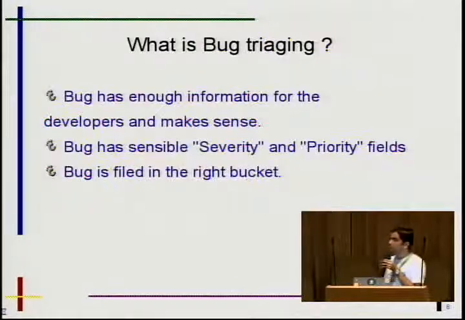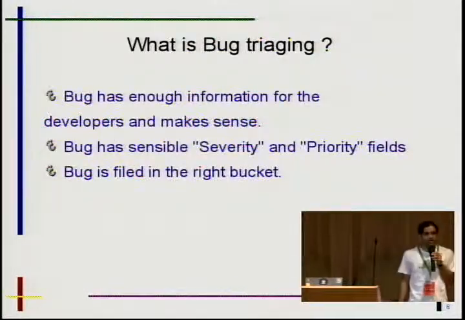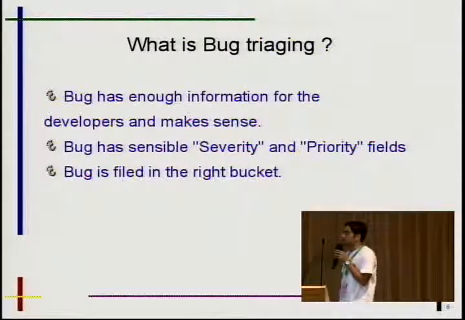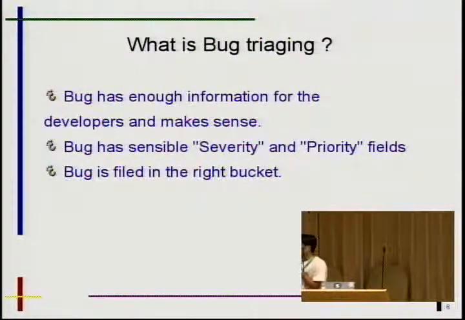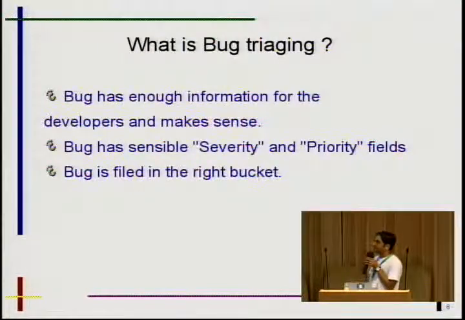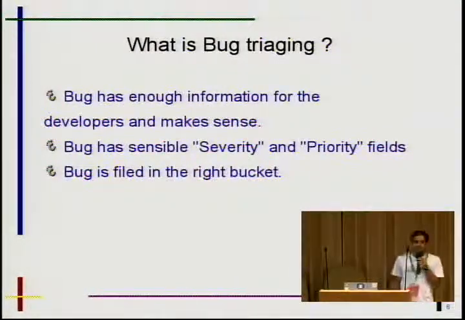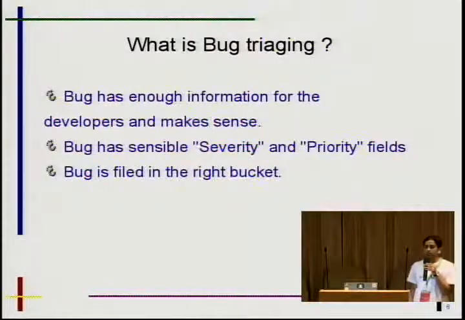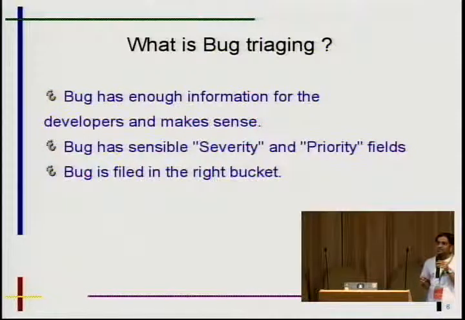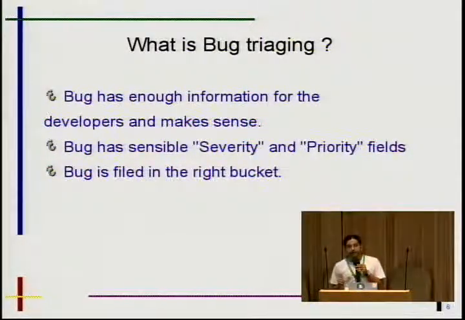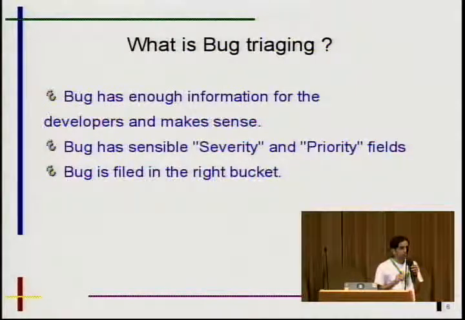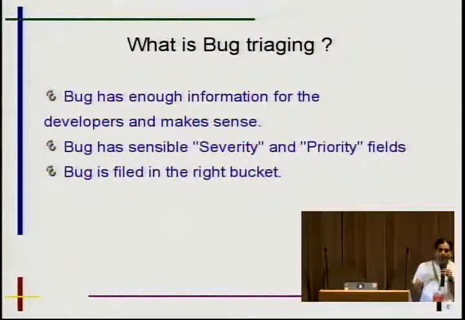Moving next. As we know about Bugzilla, the next thing is what is bug triaging. The main point in bug triaging is whether the bug has enough information for developers and makes sense. In simple words, it depends on the type of bug. If it is a crash report, then it should have a stack trace, from which we can find out in which function it is crashing, and after that information any developer will be able to fix it.